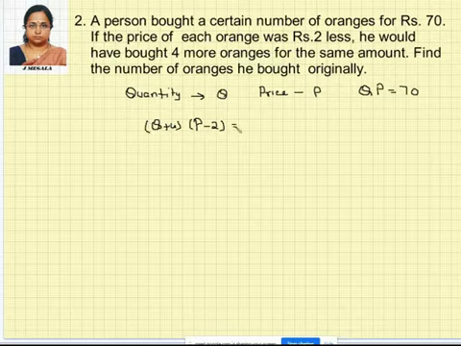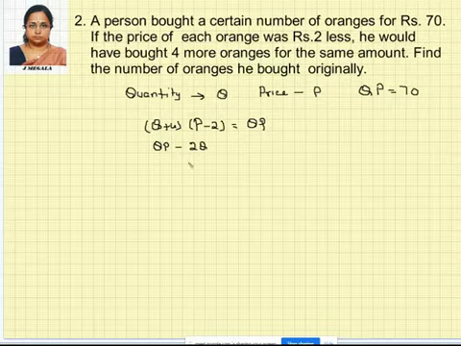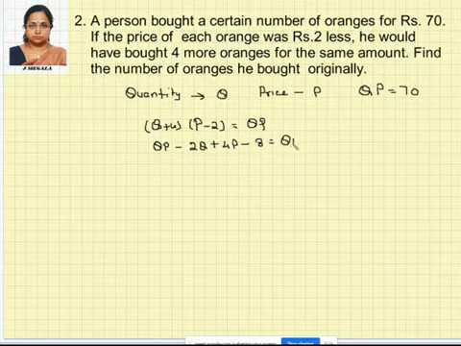So now this is nothing but the total price for the same amount. The same amount is given as QP equals 70. But instead of writing 70, I just want to write this QP here. Why QP? Because on the left-hand side you have it in terms of QP, so it's better to have it in the same terms here. And now you just multiply this, you'll have QP minus 2Q plus 4P minus 8 equal to QP.